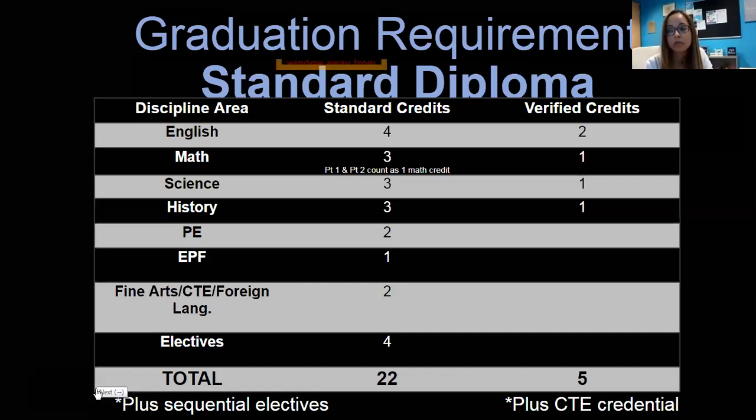That totals up to at least 22 credits. So that is the minimum, right? Typically students will graduate with more than 22 credits. You also need sequential electives, which are electives that build off of one and then the other, so maybe an intro class and then the next level. And then you also need a CTE credentialing exam, and most students will satisfy that with the WISE exam, which is a part of the economics and personal finance class that you take typically in 11th grade.